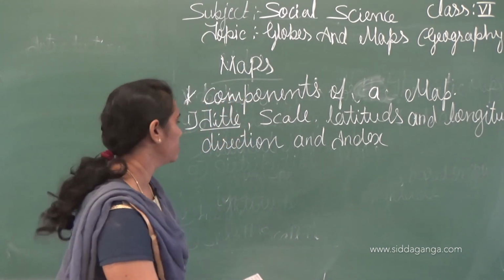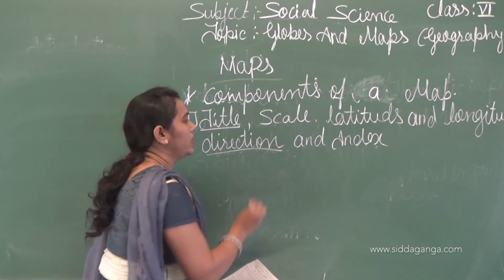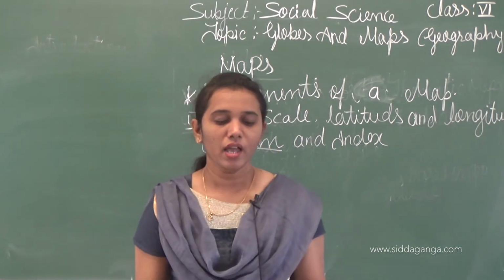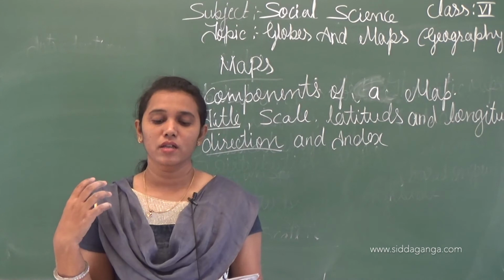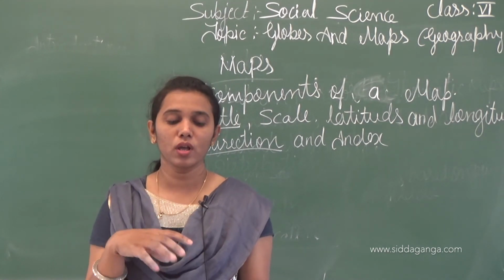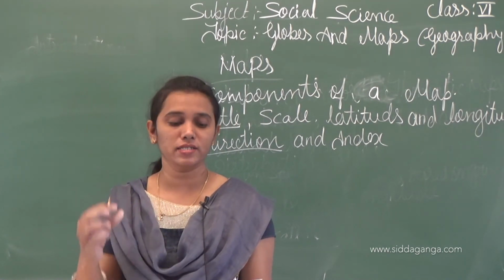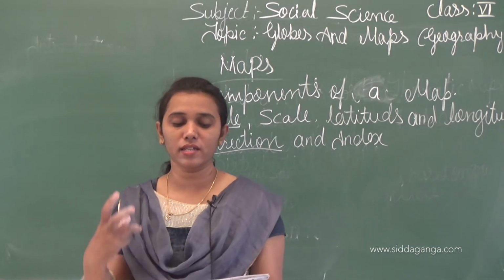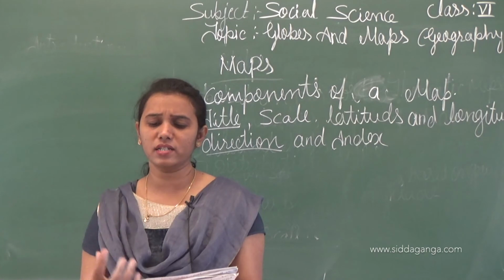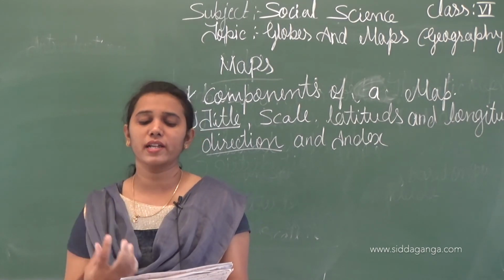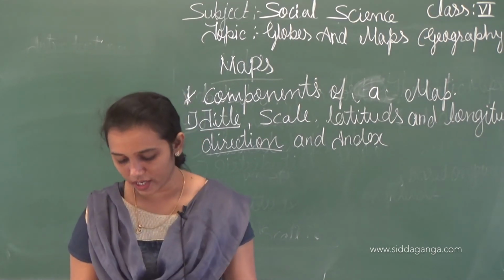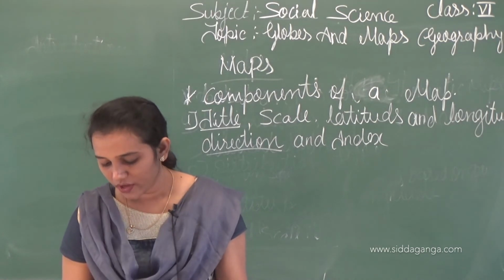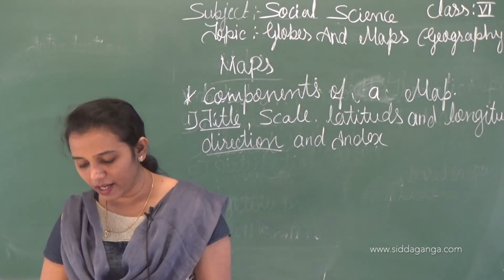Fourth component is direction, children. See here, the fourth component is direction. Directions are shown by an arrow, with the help of north and south. Easily you can find, children, west and east, the other directions. If you can get the north direction, you can get the other directions very easily.